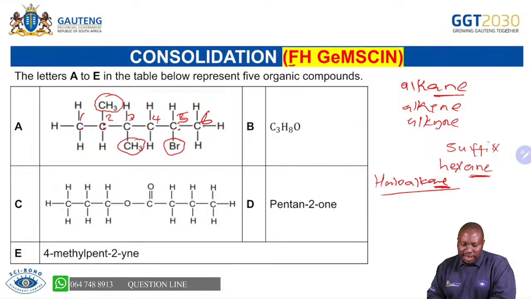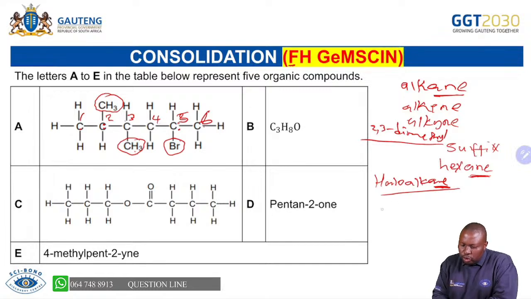Do we have substituents? Yes. In carbon number 2 and carbon number 3, we have methyls. So carbon number 2 and carbon number 3, we have dimethyls. In carbon number 5, we have a bromo. Remember, when you write a name, you are going to use alphabetical order. So your name will start with 5-bromo because B comes before M.